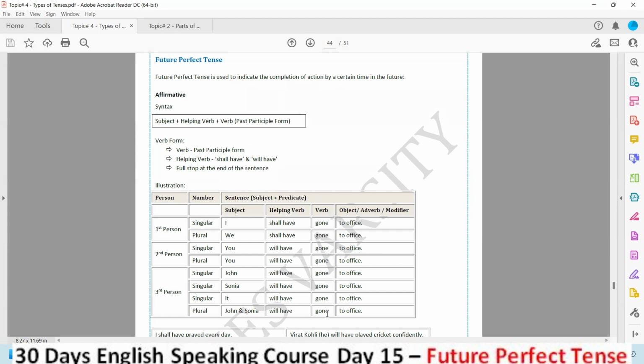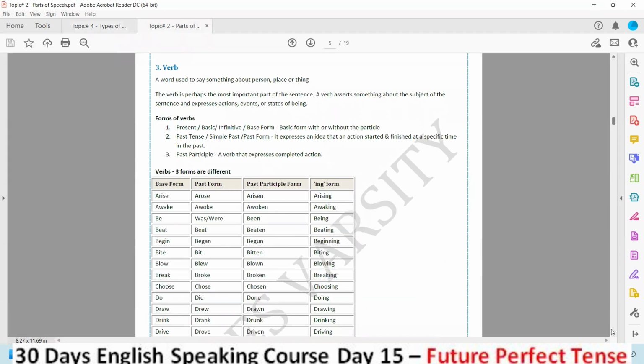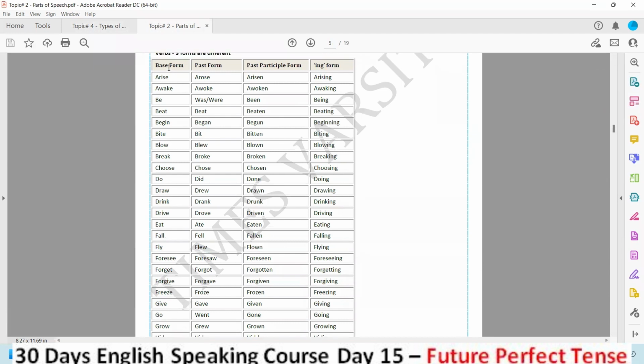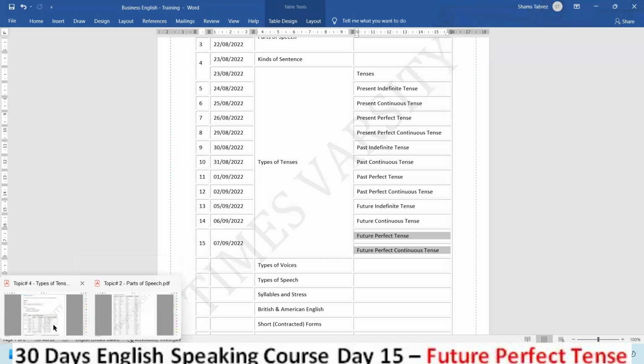The verb form remains the third form of the verb, gone. If we look at go, went, gone, go is the first form, also called the base form, went is the second form, also called the past form, and gone is the past participle form, or third form of the verb. So the third form of the verb is used as per the syntax.